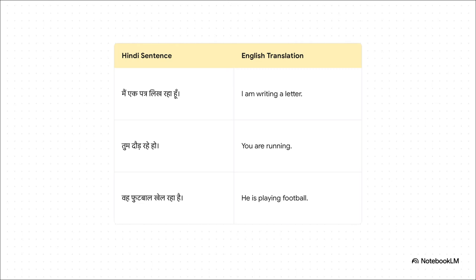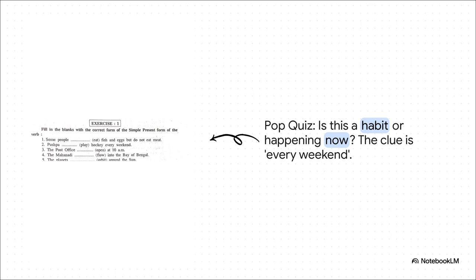Now let's look at its partner, the present continuous. See that ing on the end of the verbs? That's your big clue. It's like a little flashing light that says, this is happening right now. When someone says, I am writing a letter, it means the action is in progress. It started, but it hasn't finished yet. All right, you're getting the hang of this.